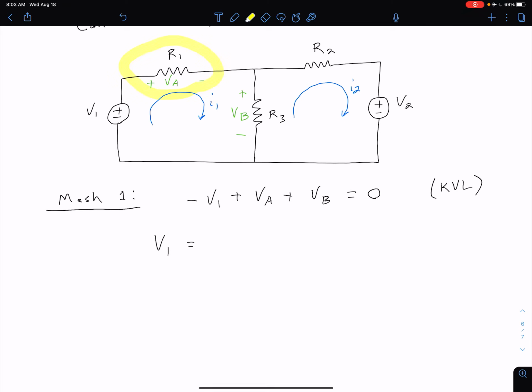and now for our VA, if we look at this resistor here, we can use Ohm's law, and of course we know V equals IR, so that voltage is going to be I1 times R1. So I1 times R1 is equal to VA.